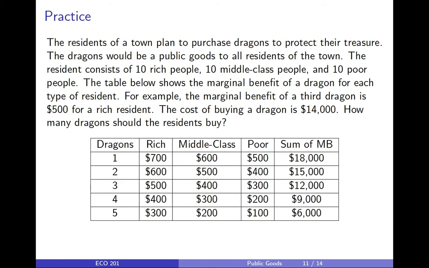Again, remember that to find the optimal level of a public good, the number of dragons in this case, we need to first add up the marginal benefits of all the residents and then compare the total marginal benefit to the marginal cost of buying each dragon. There is an extra step in this problem because we have 10 of each type of resident.